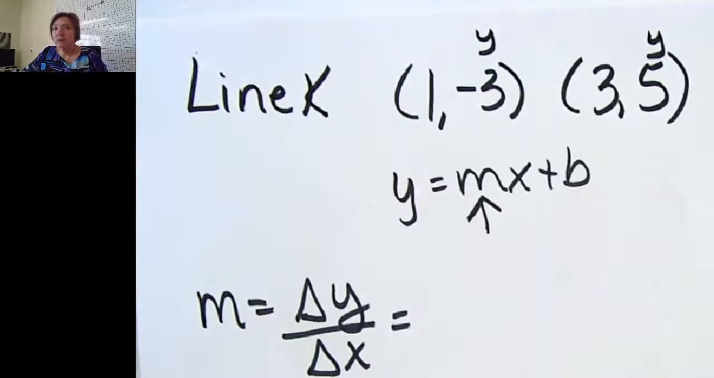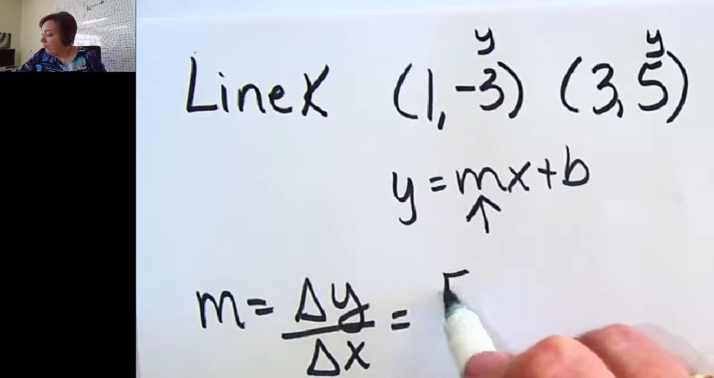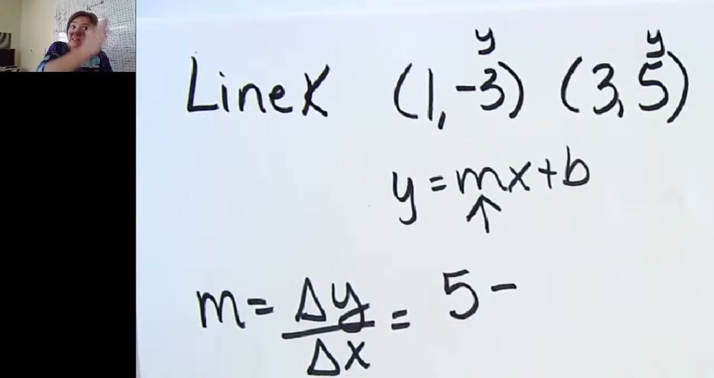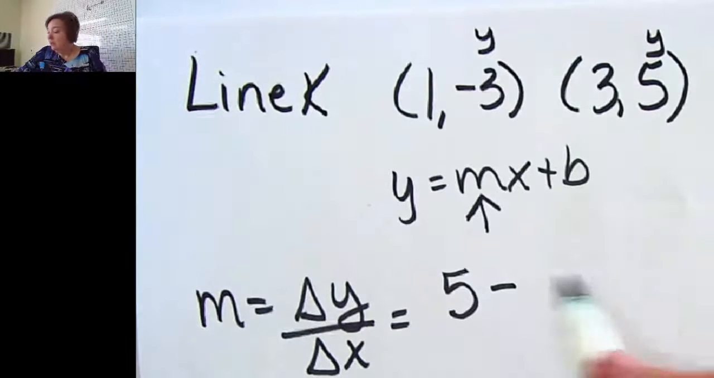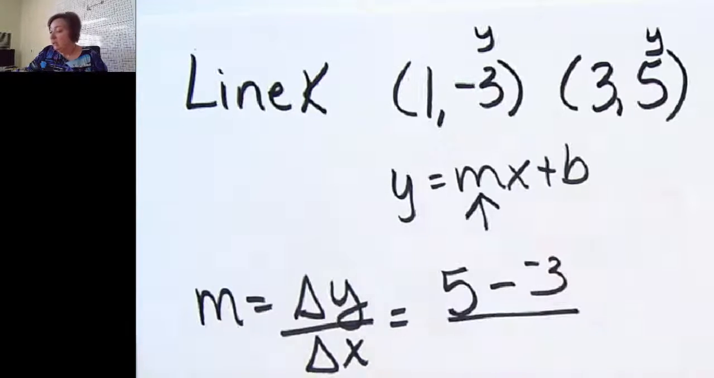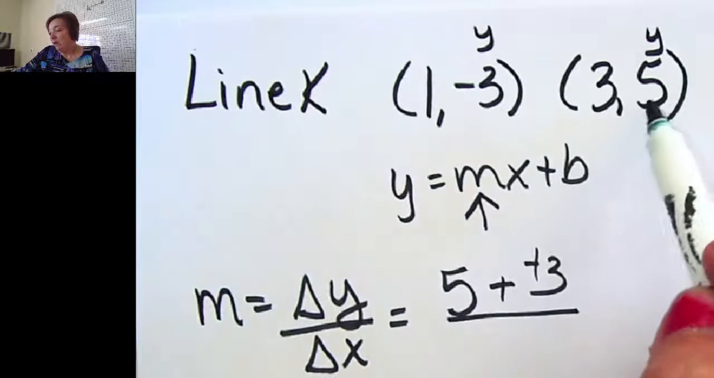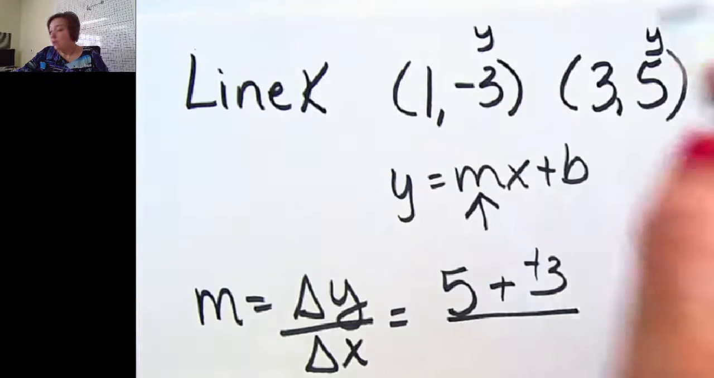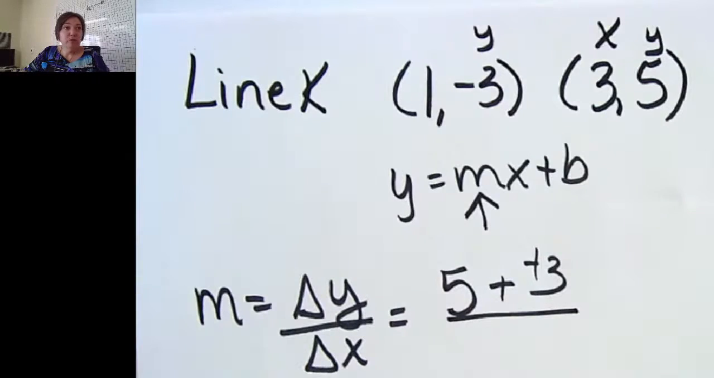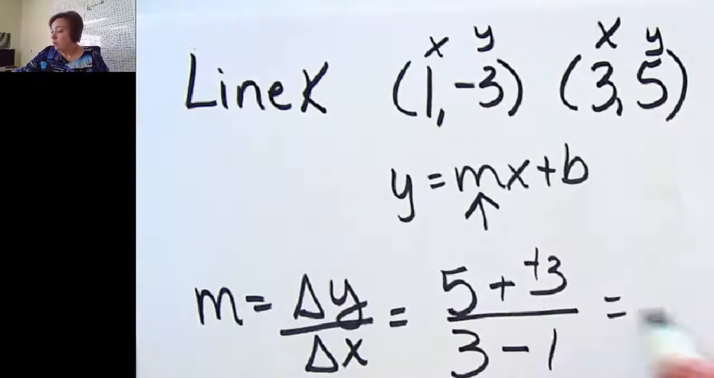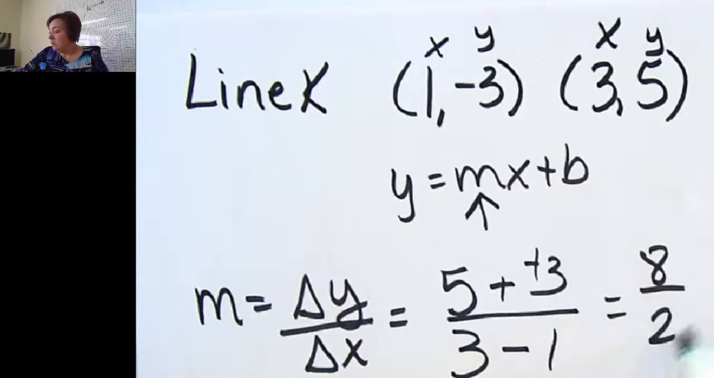Which one do you want to use first? 5. So we would do 5 minus, because minus is the operation, -3. Now that makes it plus. Since we used 5 on top first, we have to use the 3 first, so we're going to do 3 minus 1. What's 5 plus 3? What's 3 minus 1? That simplifies to 8 over 2, so our slope is going to be 4. We're going to be putting 4 in there.